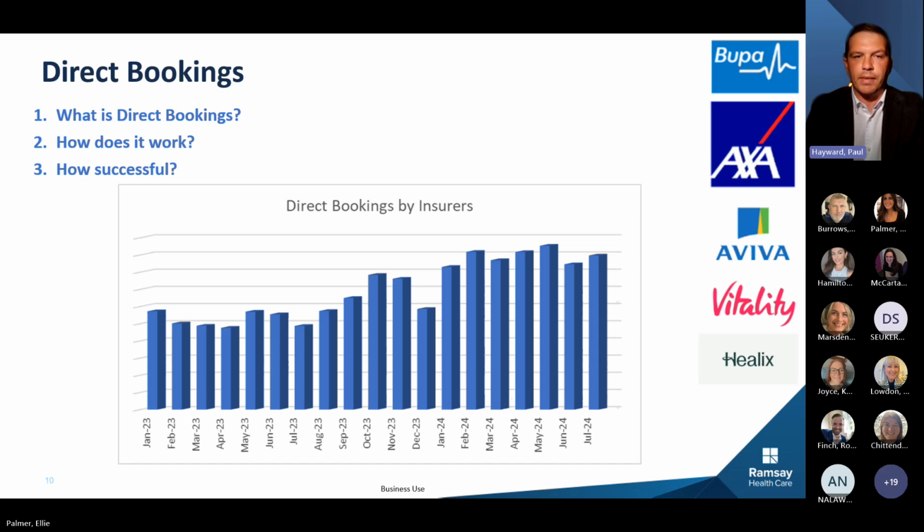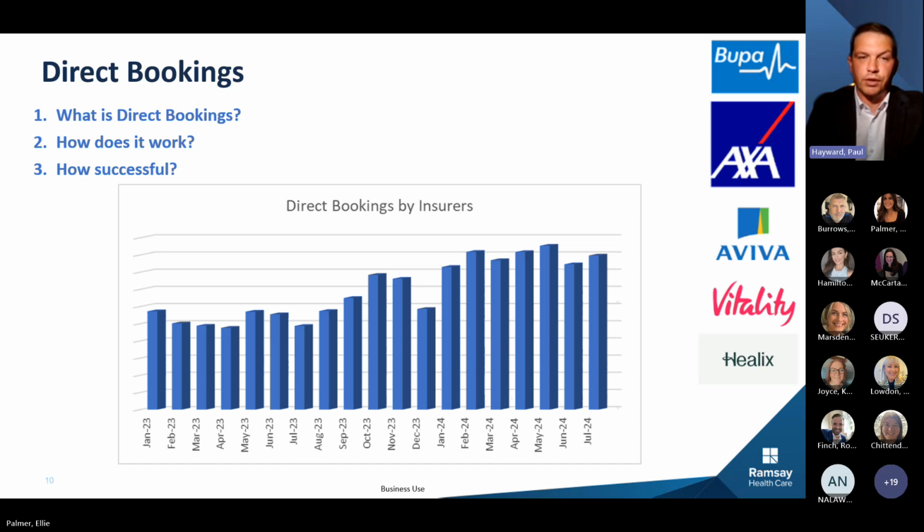And it's becoming really successful. You'll see on the right-hand side, the top 5 insurers now all have direct bookings in place. That's Bupa, AXA, Aviva, Vitality and Helix. We plan, by the end of this year, so by the end of December, to have all 6 of the top insurers on board.